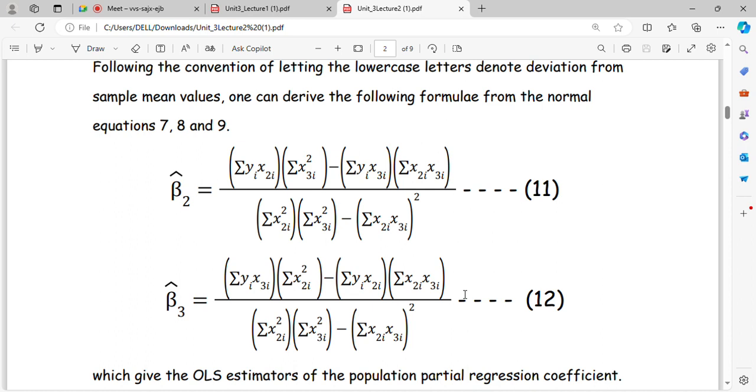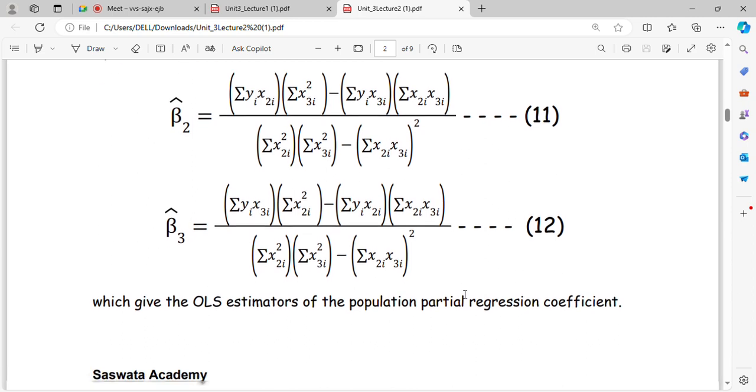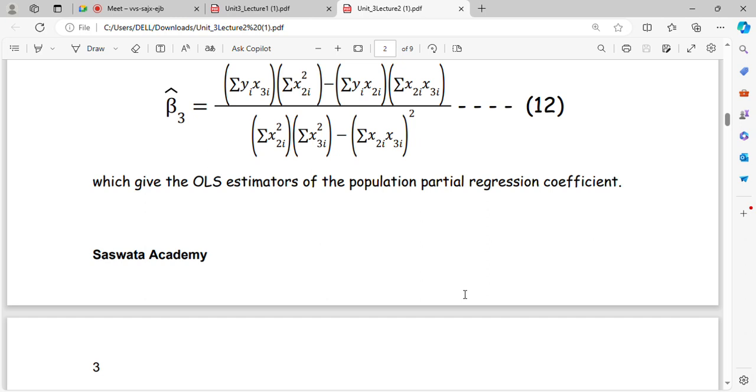So from this we can easily get the values of beta 2 hat and beta 3 hat. It is not necessary to derive those things, because we can easily get beta 2 and beta 3 using any kind of software, like R. Learn R, and we can easily get the values of beta 2 hat and beta 3 hat. No need to derive this. So this gives the least squares estimation of the population regression coefficients.